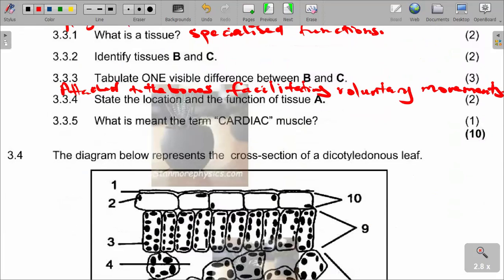And then, what is meant by cardiac muscle? Cardiac refers to the heart. So we are talking about the heart muscle when we say cardiac.